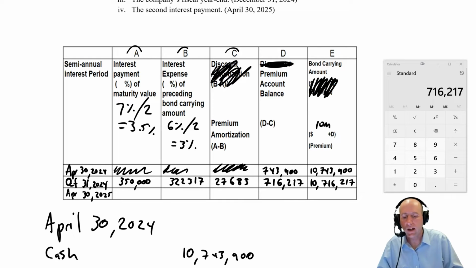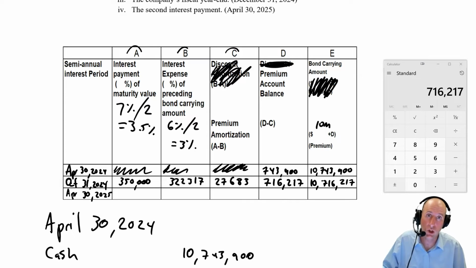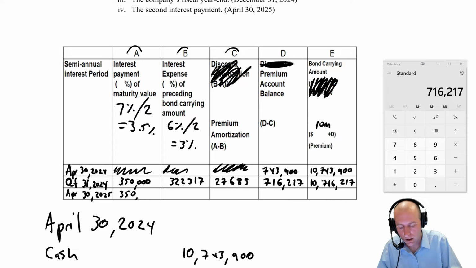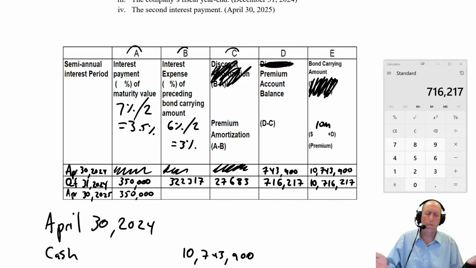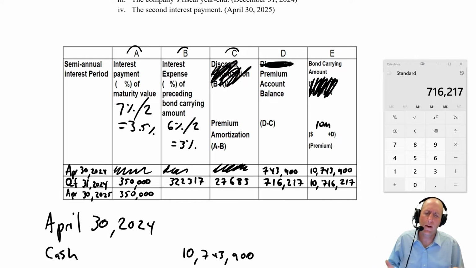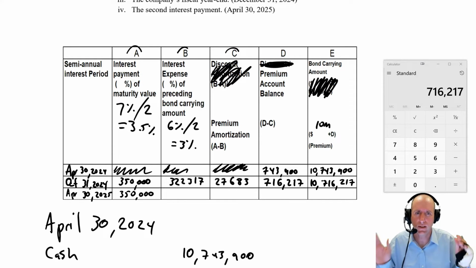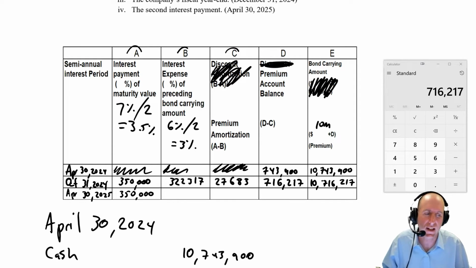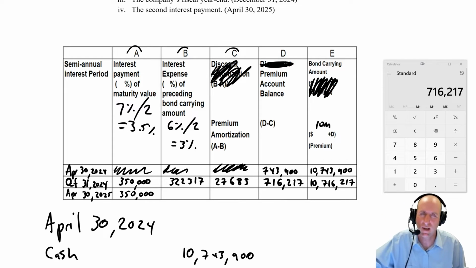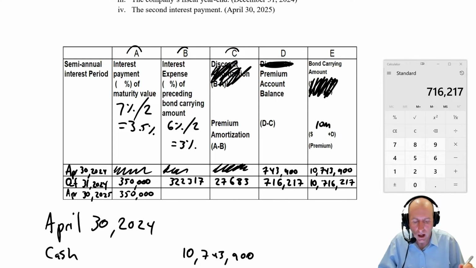April 30th, 2025, we make a payment. Now, again, the interest payment is 3.5% of maturity value. Our maturity value is still 10 million bucks, so it's still 350, and unless there's some sort of bond redemption or something going on here, we expect this to be the same every 6 months. That's the idea of bonds. It's like steady Eddie. They call them fixed income. For the investor, they're fixed income. For the borrower, for the company, they're like a fixed expense. It's the same every 6 months, or a fixed cash outlay, I guess I should say.